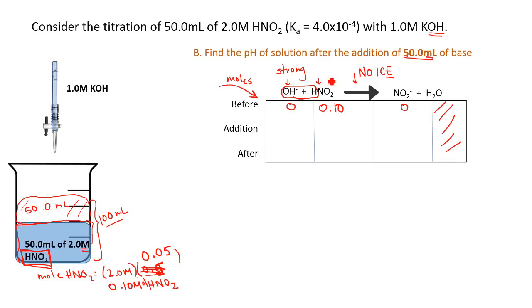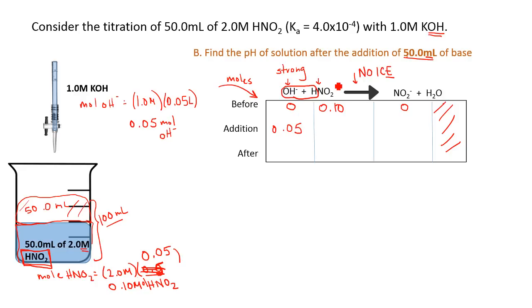Now, we've added the base. So I go into the base column, and I need to report how many moles of base we've added. We added 50 milliliters of 1 molar base. Let's see if I can do this one a little more smoothly. So I want moles of hydroxide. I'm going to multiply the 1 molar by 0.05 liters, giving me 0.05 moles of OH minus. So I go over here and I record that. I have 0.05 moles that we're adding.